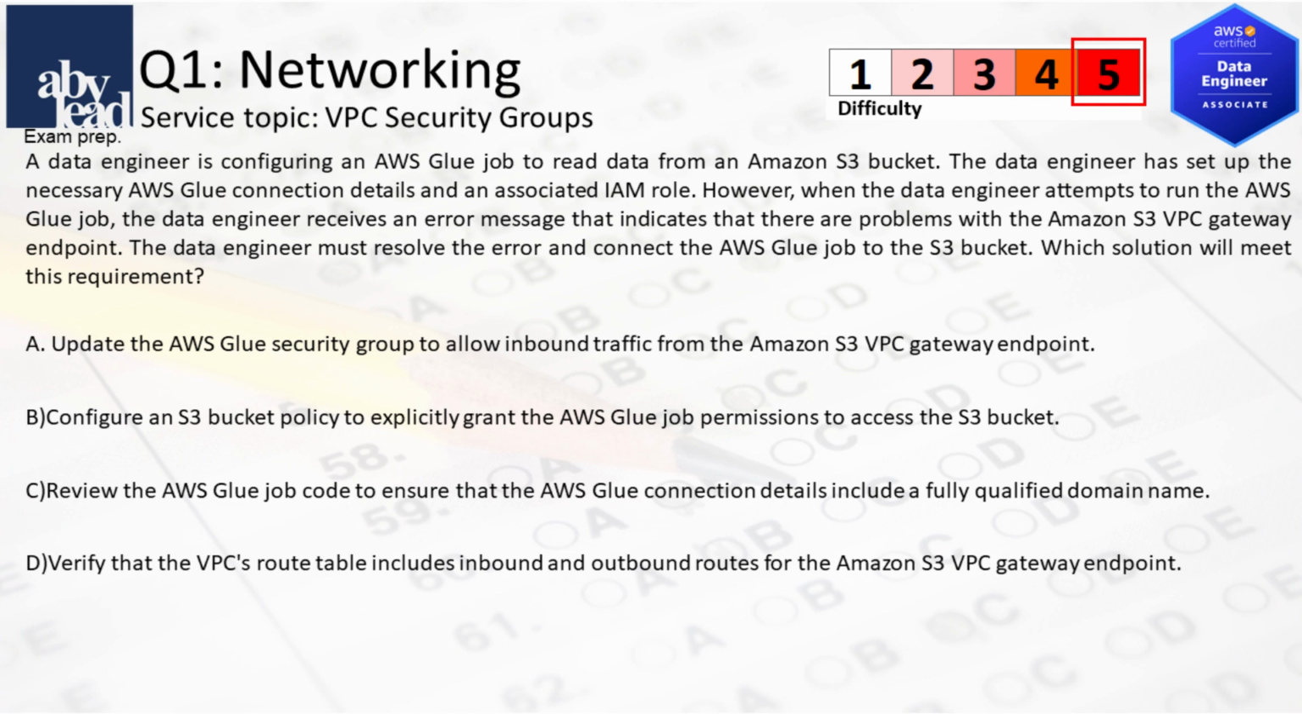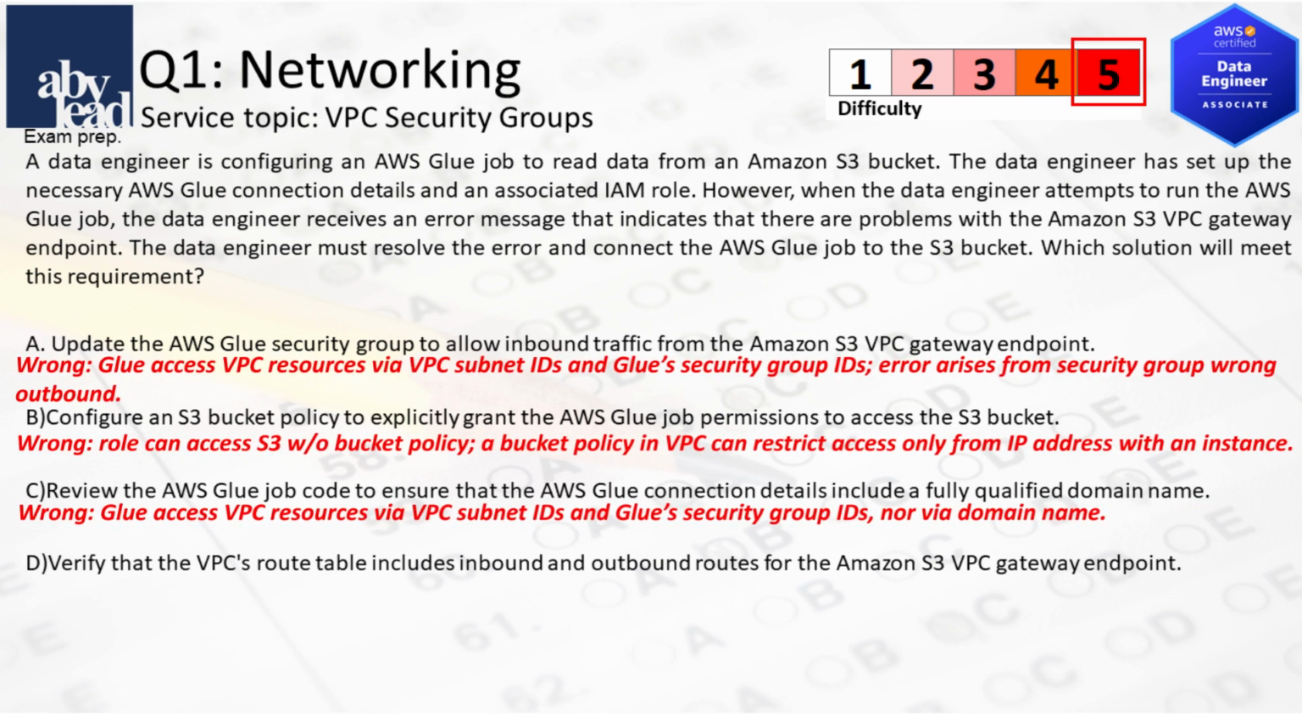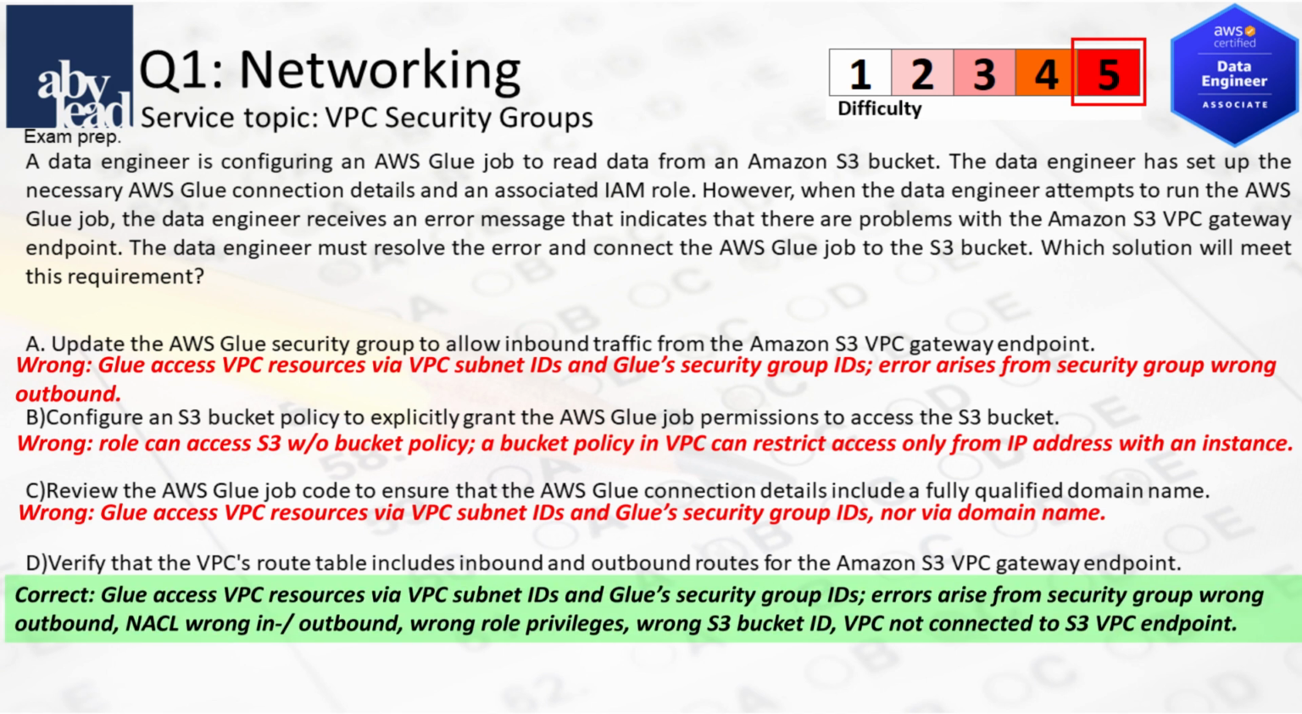Question 1. How do you resolve an error on connecting S3 VPC gateway endpoint with Glue job and associated IAM role? Wrong is that S3 access in VPC is restricted with a bucket policy for a Glue role or provisioned by a domain name. Also false is that Glue's security group requires an inbound rule to access. Better is to use Glue security group outbound to access VPC resources.